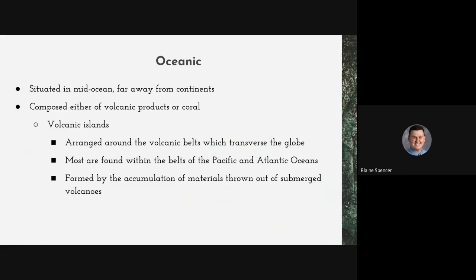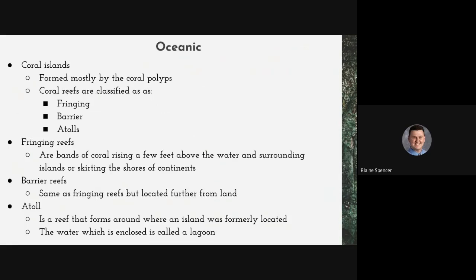All right. So the next type of island is a coral island. These coral islands are going to be formed mostly by coral polyps. And there are going to be three types of coral reefs. The first type is fringing, second is barrier, and third is atolls. The fringing reefs are going to be bands of coral rising a few feet above the water and surrounding islands or skirting the shores of continents.